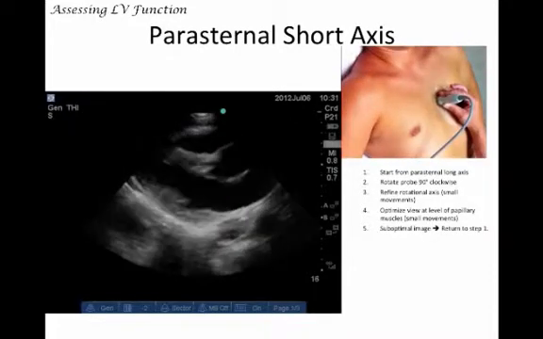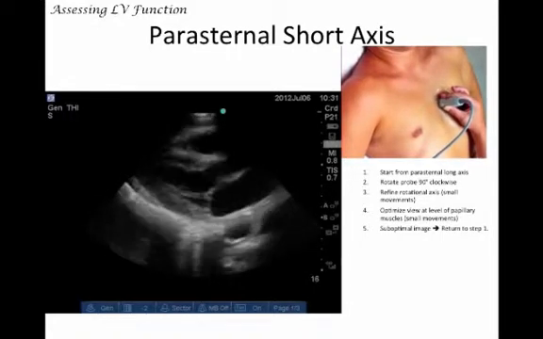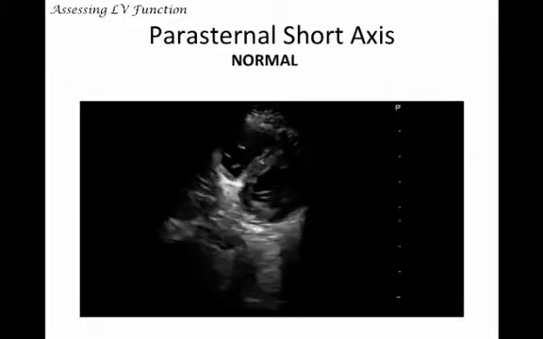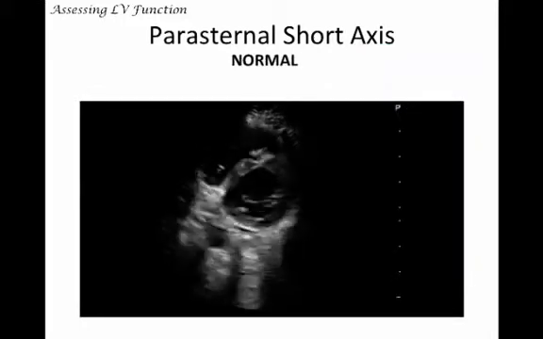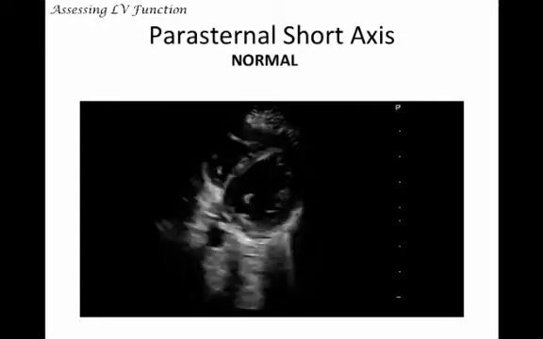Once again, if you get lost or are having difficulty with this short axis view, simply return to your parasternal long axis and begin anew. Next, we'll focus on making an assessment of the global function of the left ventricle in the parasternal short axis. Let's start with a normal example.